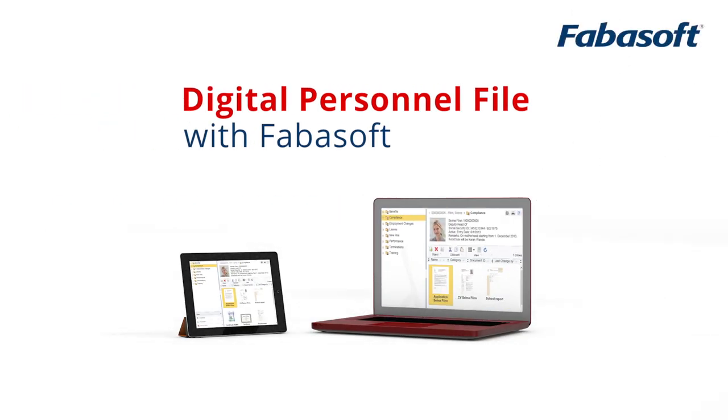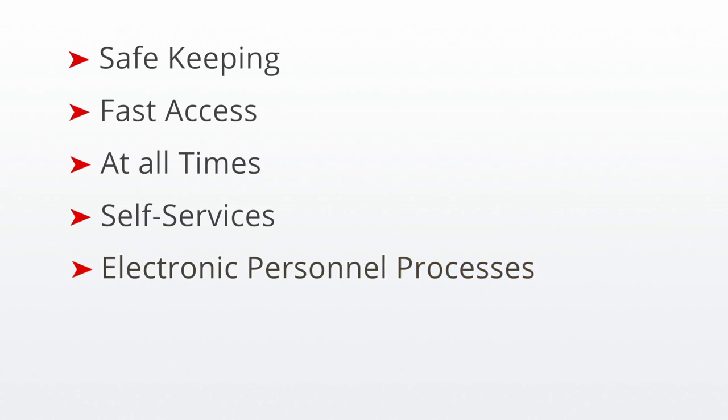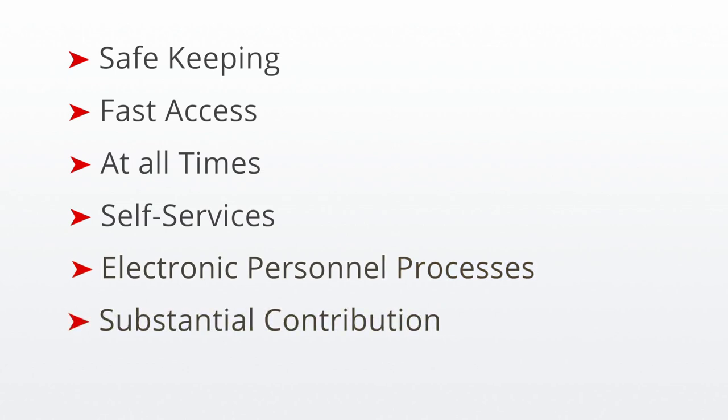The digital personal file with Fabasoft is the solution to the electronic management of your personnel files. It manages personal documents as well as structured data such as information on marital status. It supports safekeeping and fast access at all times and throughout the entire group of companies. Self-services, electronic personnel processes or statistics all make a substantial contribution towards improving efficiency.